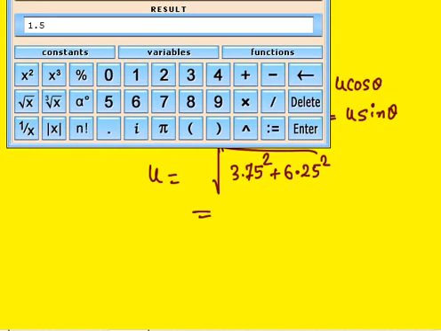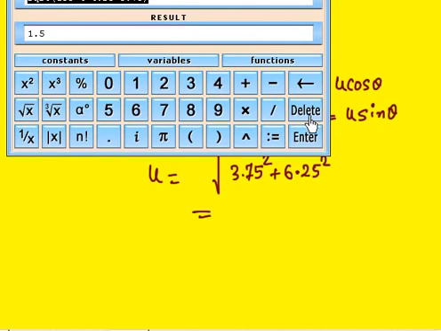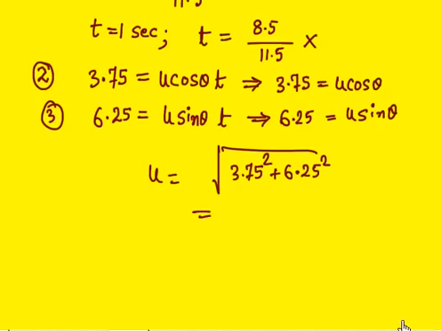So let us check 3.75 whole square plus 6.25 whole square. This value is 53.125. So if I take the root, I think there was some mistake I have done. It is 7.288. So this velocity is 7.288 meter per second. Are you getting or not?